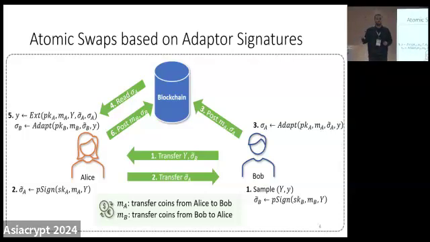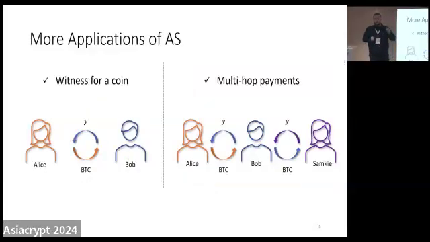So this scenario demonstrates how we can use adapter signatures to achieve atomic swaps on blockchains under minimal assumptions like signature verification. What other applications do we have for adapter signatures? The first is what we call a witness for a coin. In the previous scenario, we used this witness as a tool to facilitate the swap. Now there is Alice and Bob, and Alice wants to learn the witness, and she's willing to pay some Bitcoin. So in that sense, the witness has some corresponding value for the people associated with it.